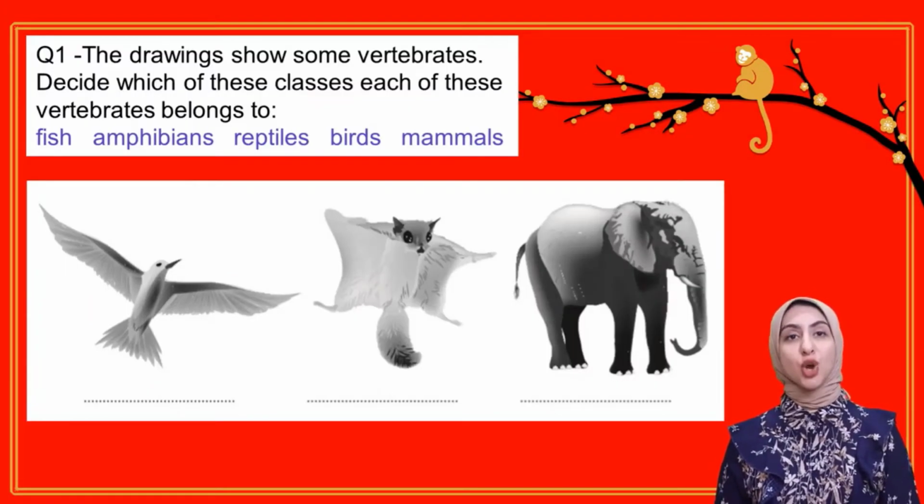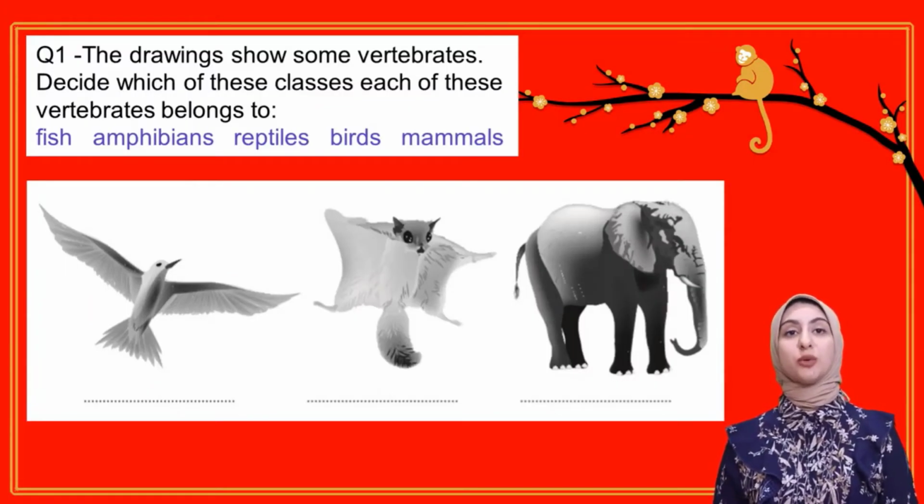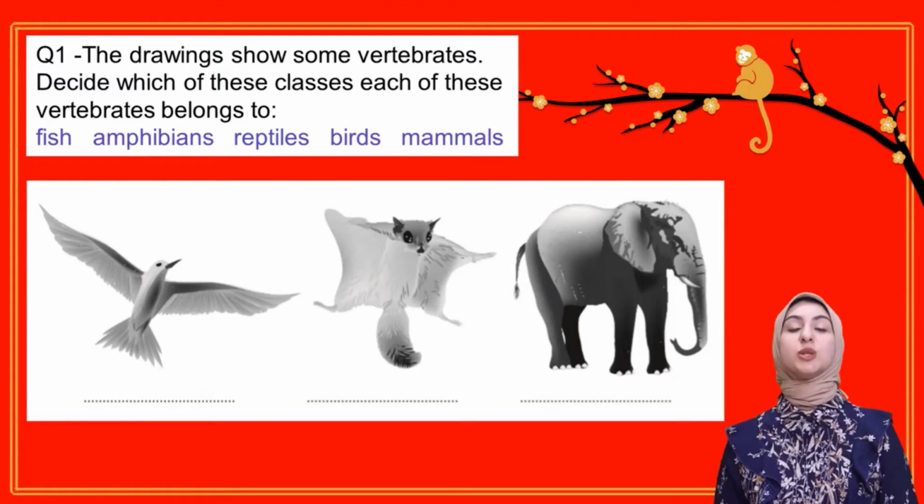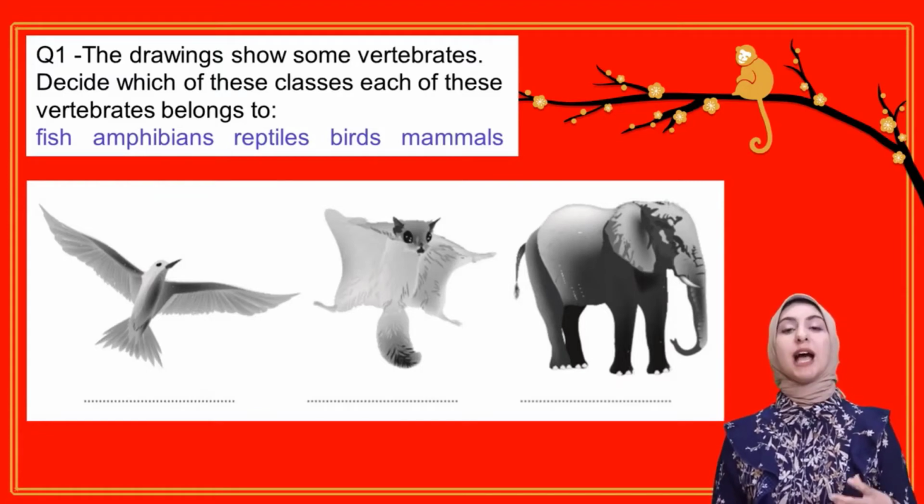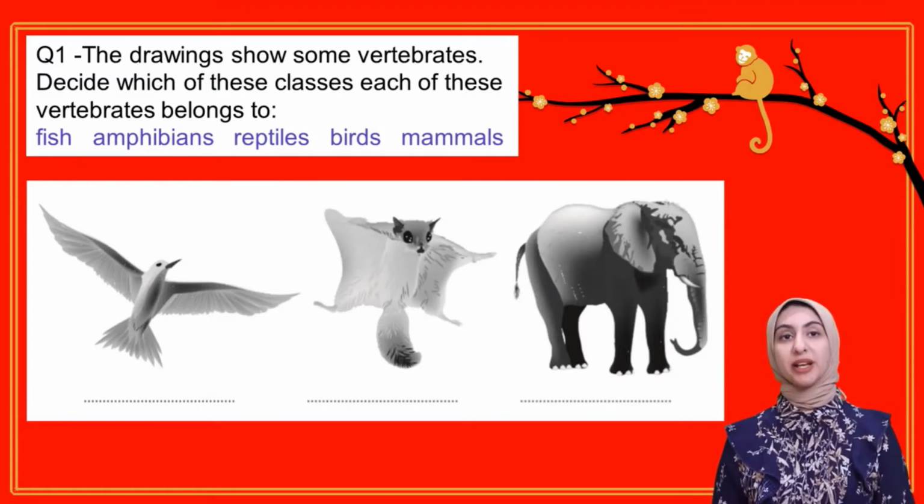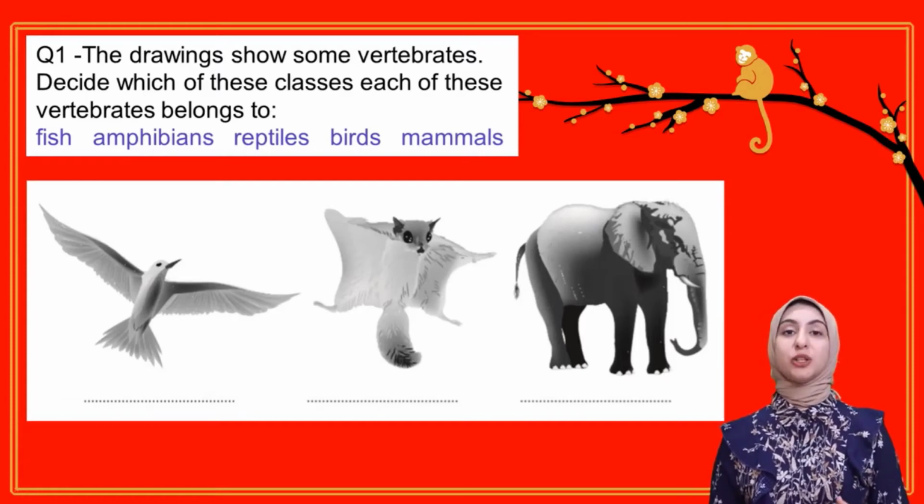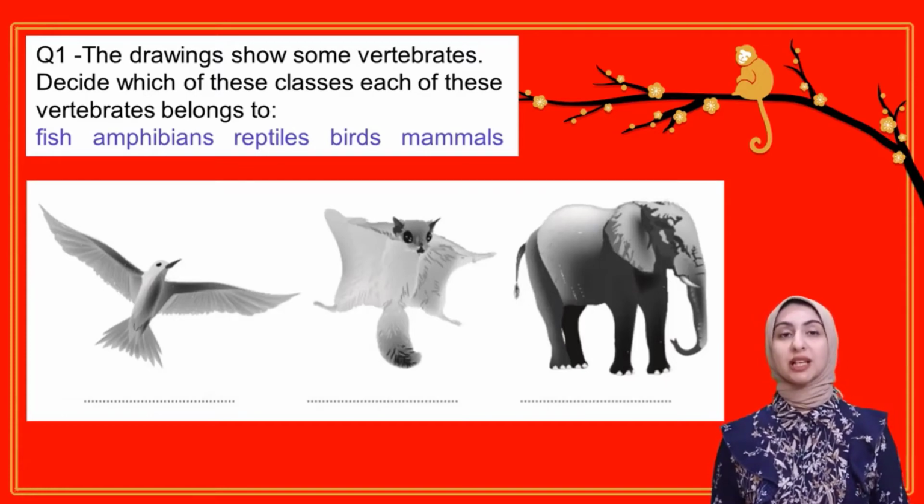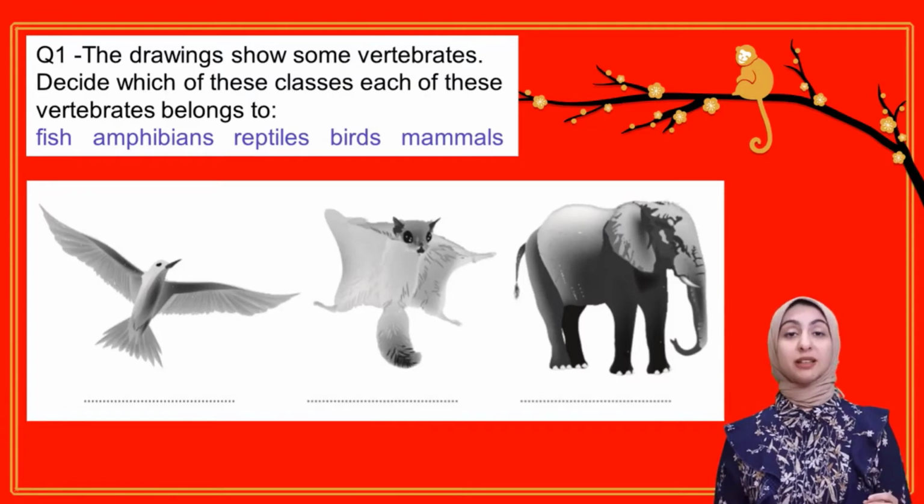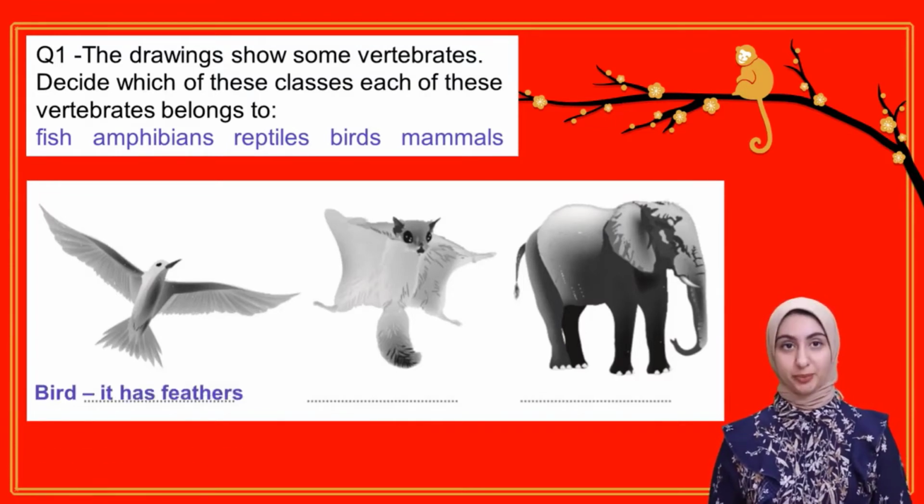The drawings show some vertebrates. Decide which of these classes each of these vertebrates belong to. As you can see here, the first vertebrate is a bird, and as we know, a bird has feathers, a beak, and 2 legs, so it is classified as a bird.